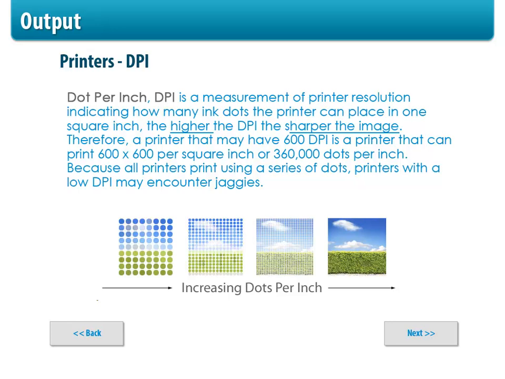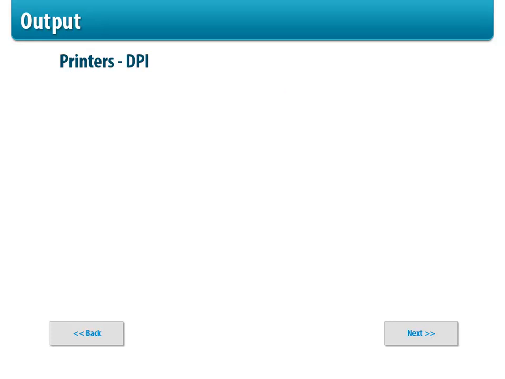Dots per inch, or DPI, is a measurement of printer resolution. So basically, if you look at the graphics down there, the more dots that you can put within an inch, the better the clarity, or the better the resolution. The higher the DPI, the sharper the image. Therefore, if you look at a 600 DPI printout on a piece of paper, it's 600 dots wide and 600 dots high, which is about 360,000 dots per square inch, which will produce very nice graphics.